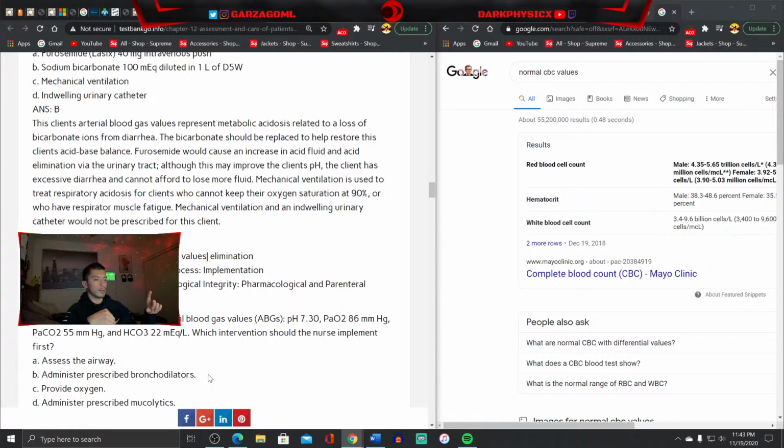Assess airway, administer bronchodilators, provide oxygen, administer prescribed mucolytics. These are all related to it, but we're talking about what to do first, because these would all be things that you would do. This person might be going through an anxiety attack, asthma attack, which is making it hard to breathe, so you're getting less oxygen in. If you prescribe those bronchodilators, you're going to get more O2, you're going to excrete more CO2, that's going to go down, pH is going to go up. Oxygen, if you give them oxygen, again, O2 is going to go up, pH is going to go up, CO2 is going to go down.